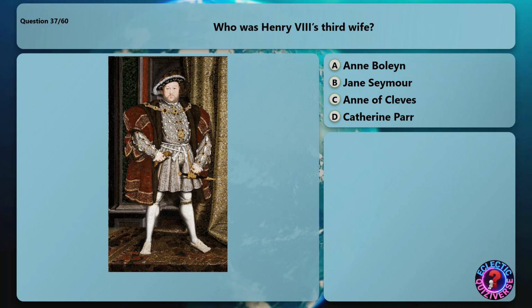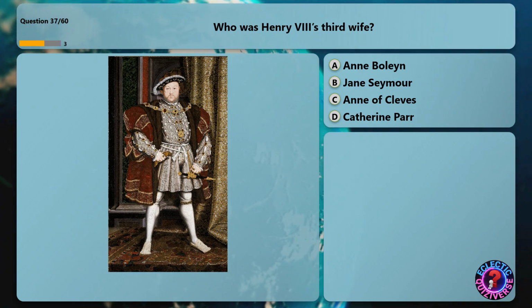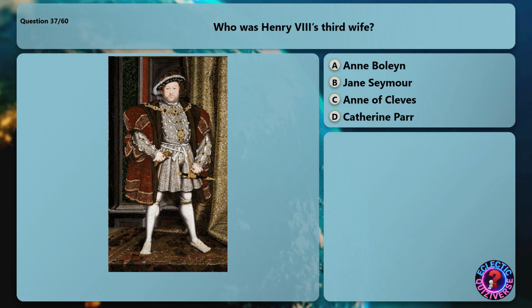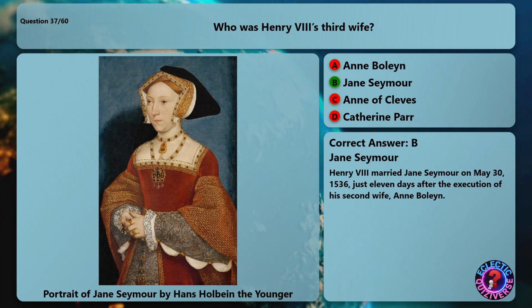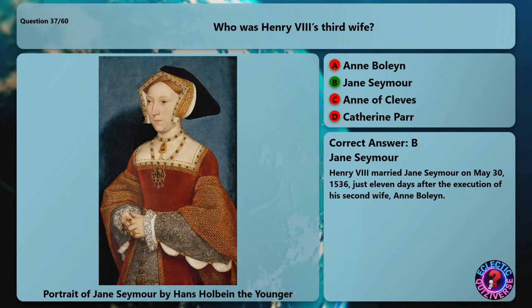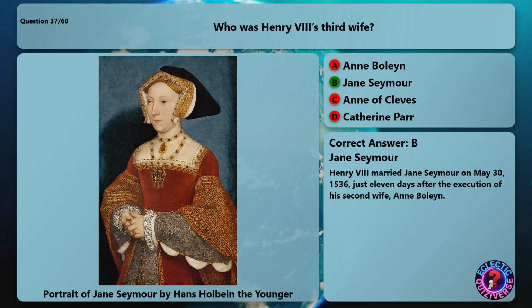Who was Henry VIII's third wife? The correct answer is Jane Seymour. Henry VIII married Jane Seymour on May 30, 1536, just 11 days after the execution of his second wife, Anne Boleyn.